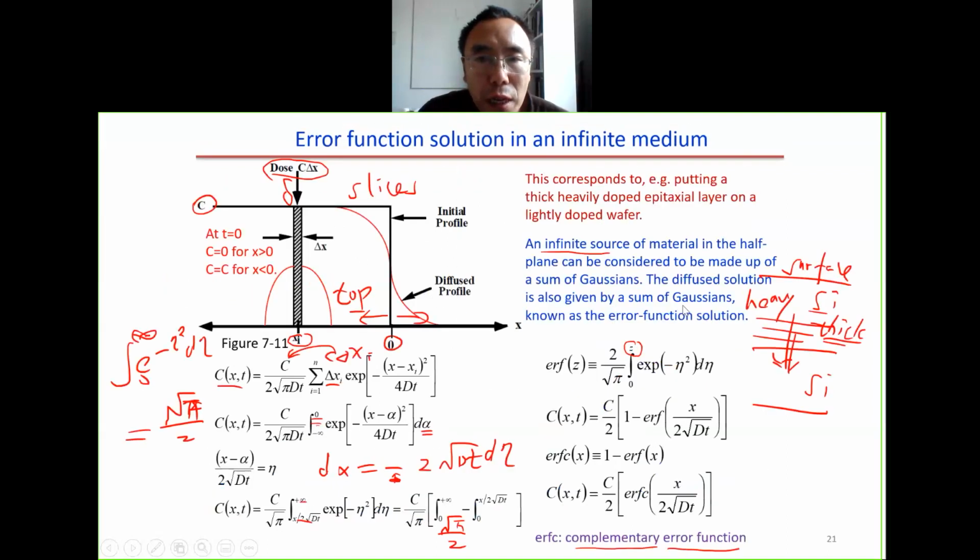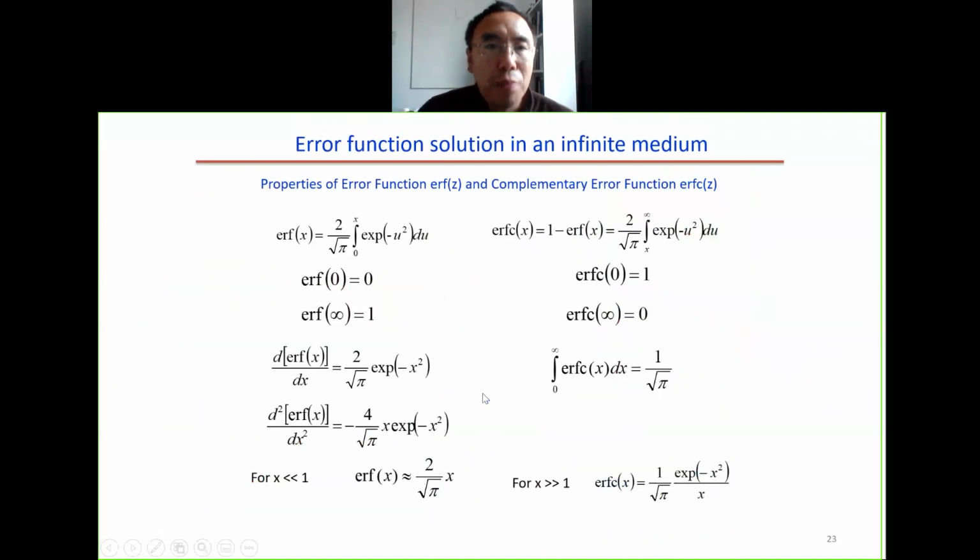So now we look at some properties of the error function. By definition, this is the error function of x. When x equals 0 it is 0, and when x equals infinity, we have done this before, it equals 1. The first derivative becomes like this, the second derivative becomes like this. When x is much smaller than 1, the exponential approaches 1. So we have the integral from 0 to x of 1 times du. Then this one is very easy. You get this formula here.